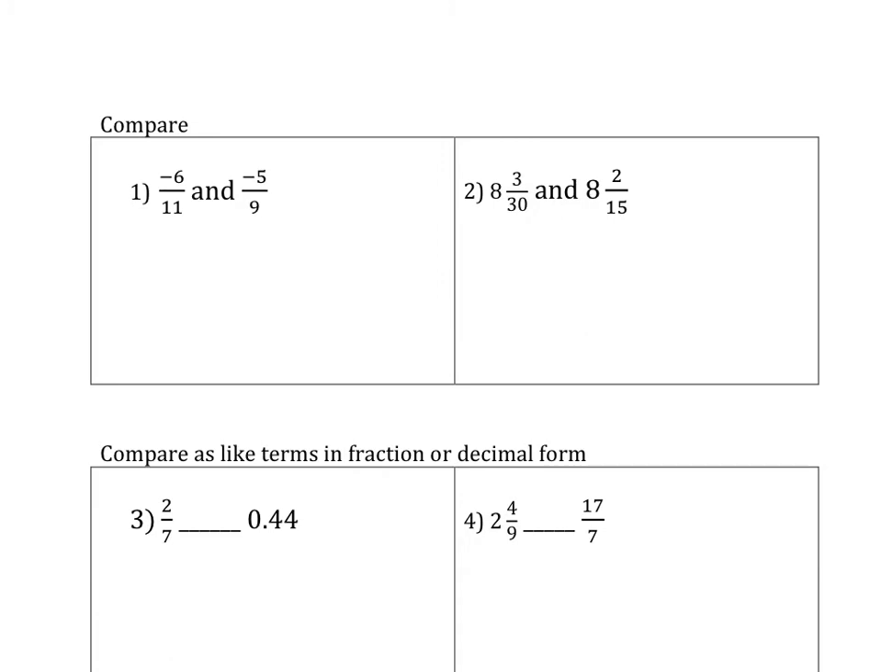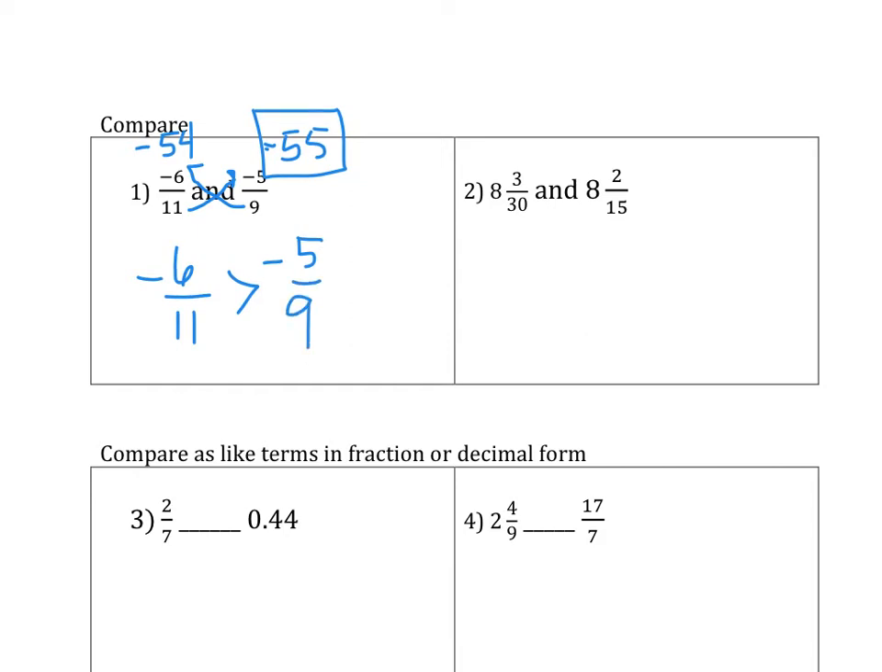Here are some examples. So number 1, we're going to compare negative 6/11 and negative 5/9. And the way that I'm going to do this one is by doing cross products. So I'm going to multiply 11 by negative 5, and that's going to give me a negative 55. And my 9 and my negative 6, and that's going to be a negative 54. Negative 55 is actually smaller than negative 54 because it's a negative. So negative 6/11 is greater than negative 5/9.